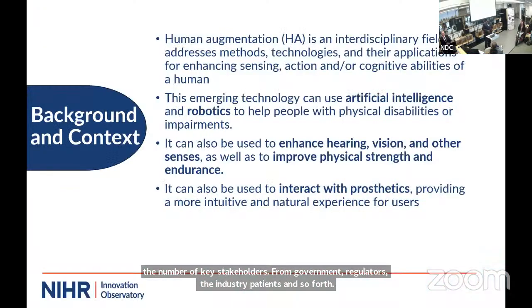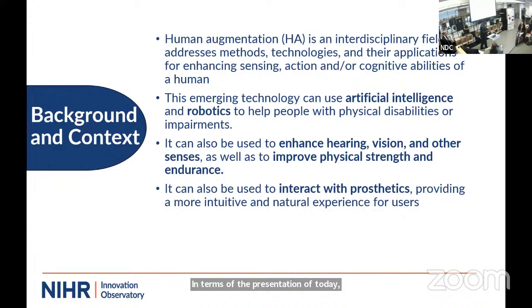In terms of the presentation of today, I'll give you a little bit of the background, and then we'll go and talk about the numbers. I really enjoyed the talks about what's happening out there by our previous speakers. But today I will try to give you some statistics, some numbers, or what is being expected to be on the market when it comes to these human augmentation technologies.